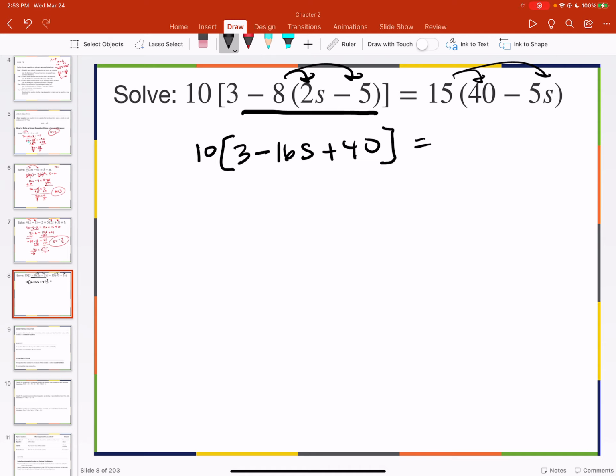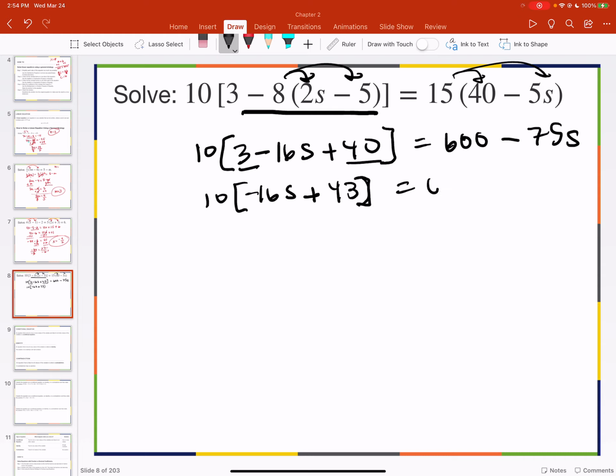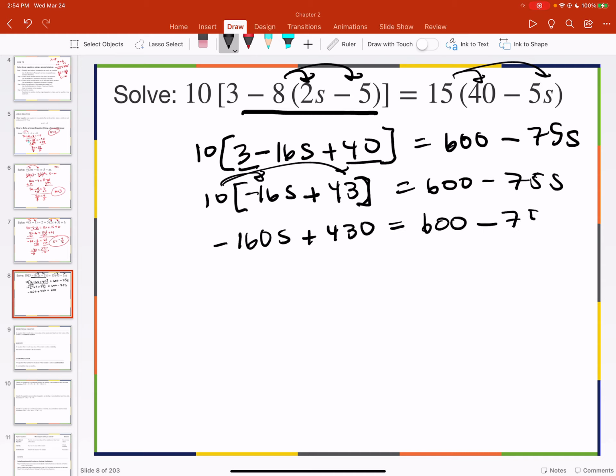15 times 40 is 600, minus 15 times 5 is 75s, okay? So now simplify here. We get 10 times negative 16s plus 43 equals 600 minus 75s. Distribute the 10. Negative 160s plus 430 is equal to 600 minus 75s.